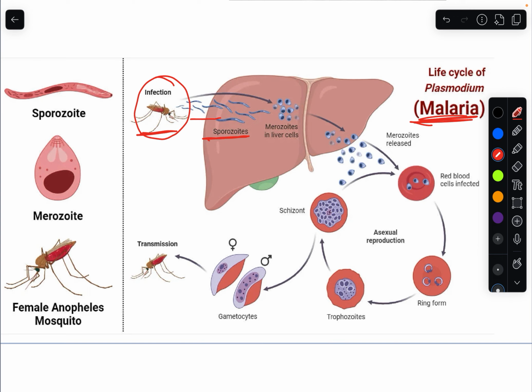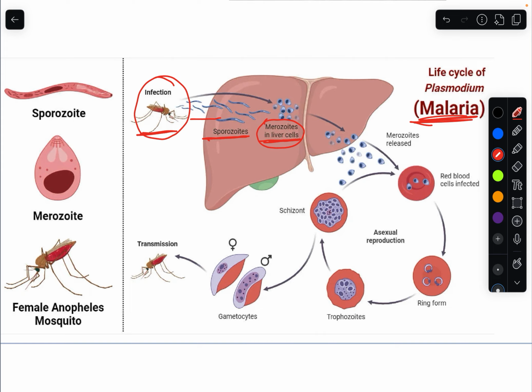These sporozoites then move towards the liver cells. As you can see here, this is the liver. Sporozoites are moving towards the liver. They are taken up by the liver cells. In the liver cells, they are converted into merozoites. These are known as merozoites. When the liver cells rupture, they release merozoites into the circulation.